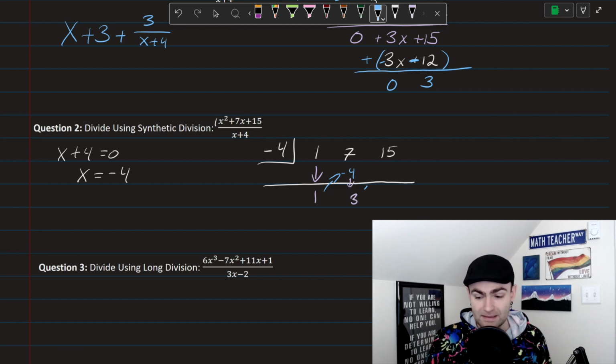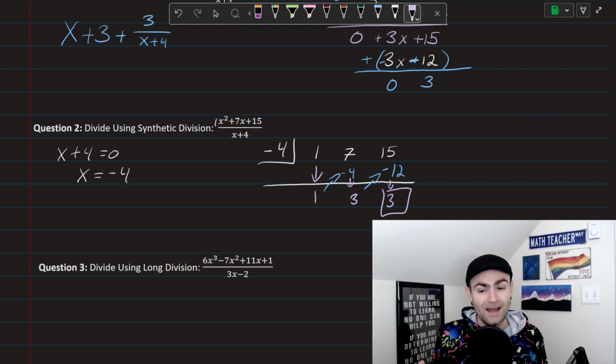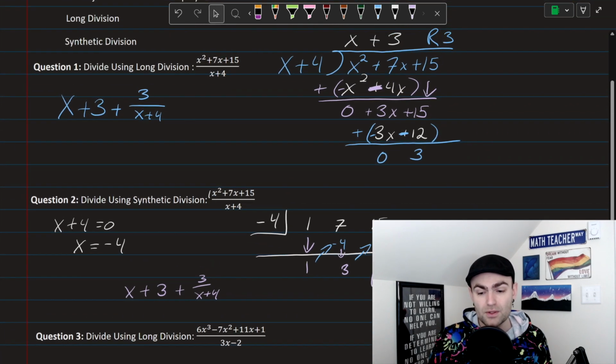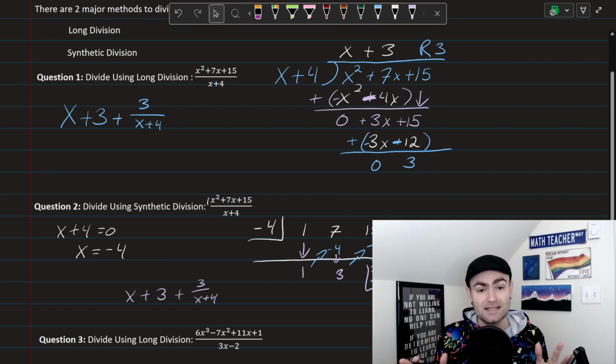And then I'm going diagonally up again. So I'm going to multiply that by negative 4, which gives me negative 12. Add those together, and I get 3. And we're going to put that last number in its own little box. And hopefully you can see that we get something very similar to what we had before. We have a 1, we have a 3, and then we have a 3. So this actually translates to x plus 3 with the remainder of 3, which we could also just write as plus 3 over x plus 4. So it doesn't matter how you do the division, it ends up exactly the same.